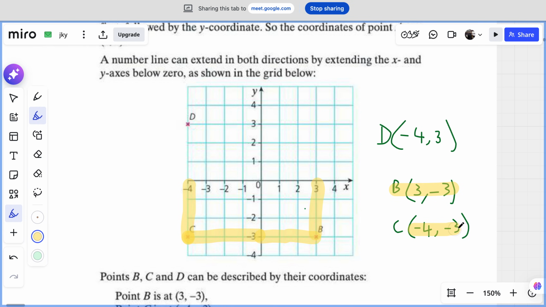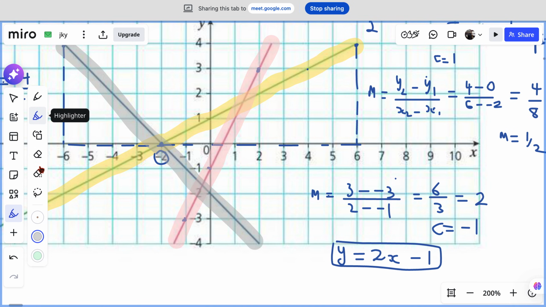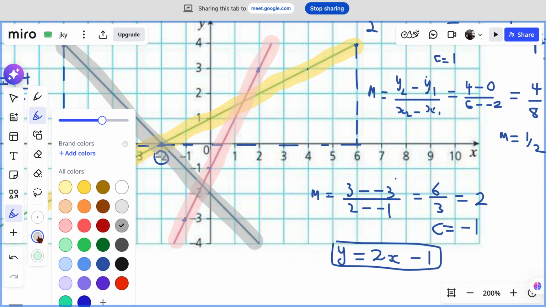Now, what if you are at D here? What is the coordinate of point D? You read it to the x-axis first, which is negative 4, before you read it to the y-axis, which is positive 3. So this one will be (-4, 3) for D. So this is how we read coordinates. If you put a point here, you call it point A. A was somewhere here, (3, 2), for the first A we did. So that's how to look at that.